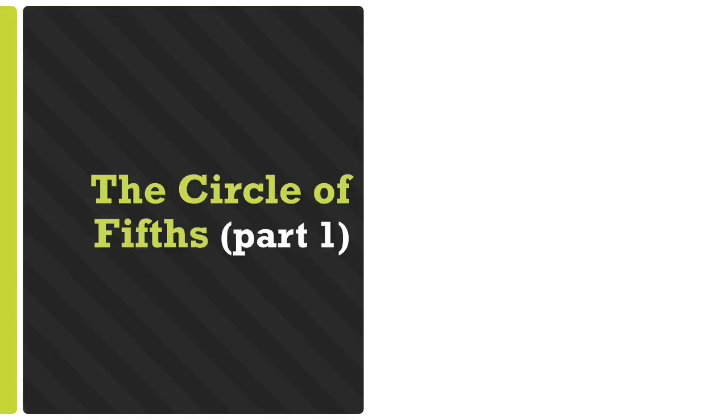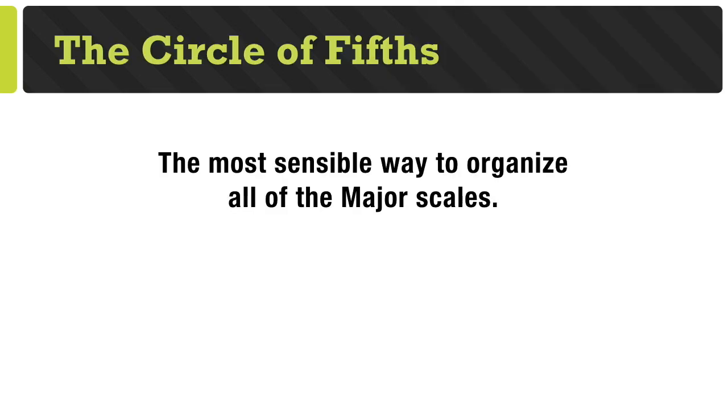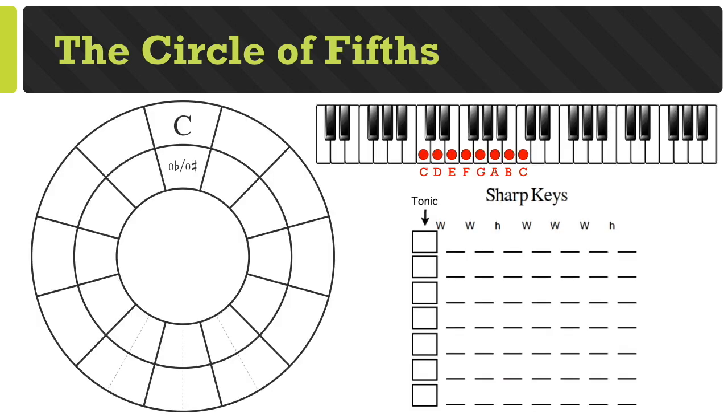The circle of fifths is a diagram that shows essential information about every major scale. It is the most sensible way to organize major scales and is a useful reference for musicians and composers of all kinds. Notice that the circle of fifths diagram will be laid out like the face of a standard time clock.